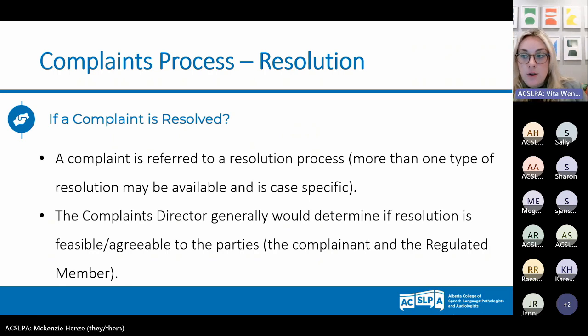So resolution is another process available within the Health Professions Act. There is more than one type of resolution, so I'm going to speak about this generally. One type requires the consent of the complainant and the regulated member, and there are other potential options available. Generally, it's in the discretion of the complaints director to determine if resolution is appropriate first, before potentially canvassing the consent of the parties, as well as if it's feasible, etc.